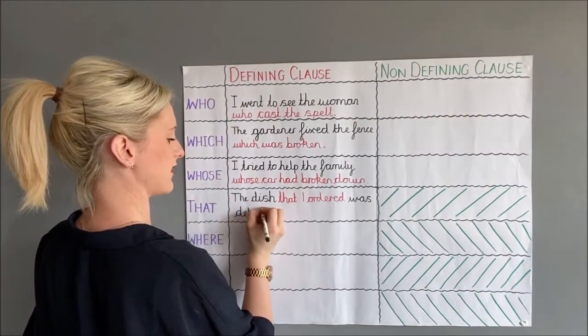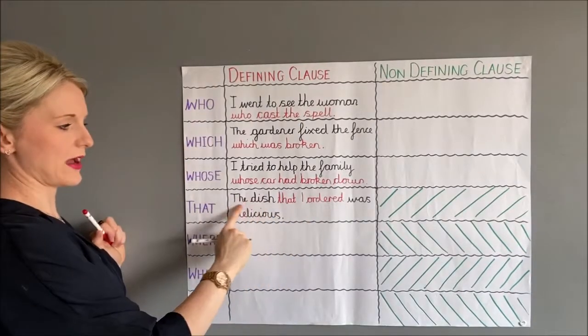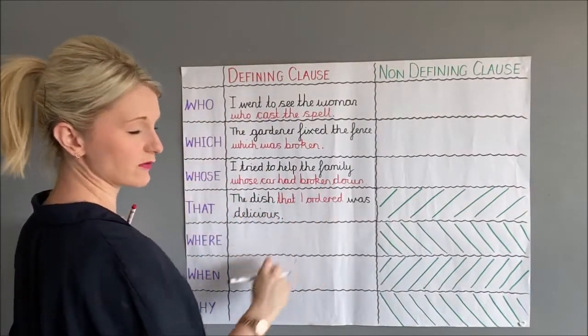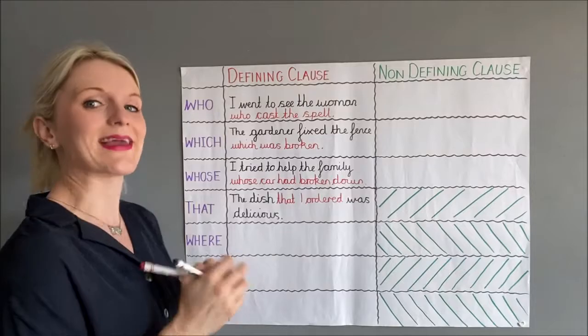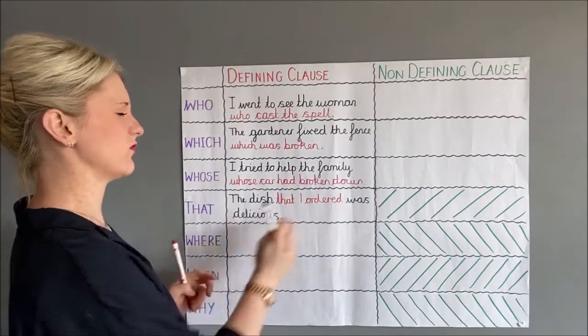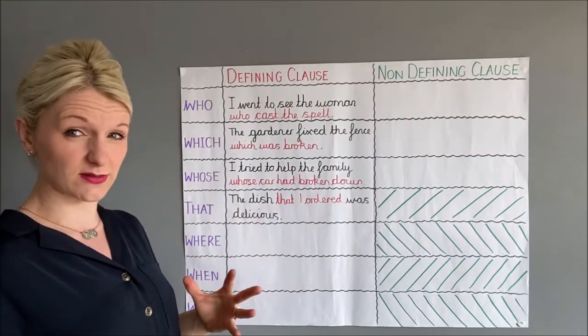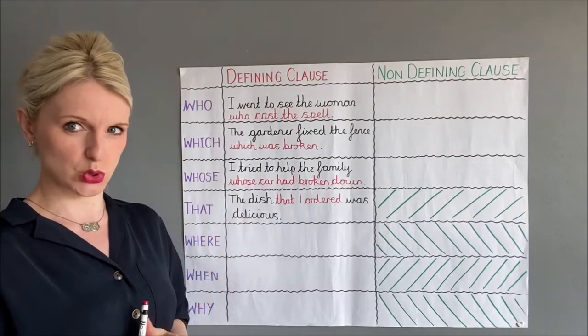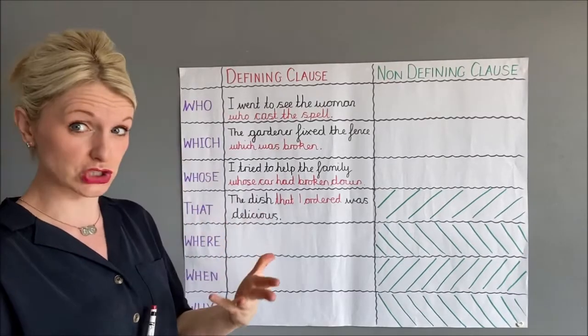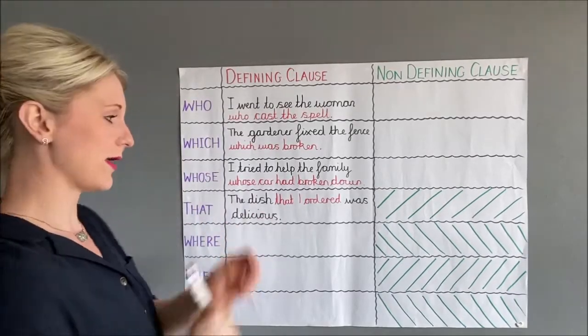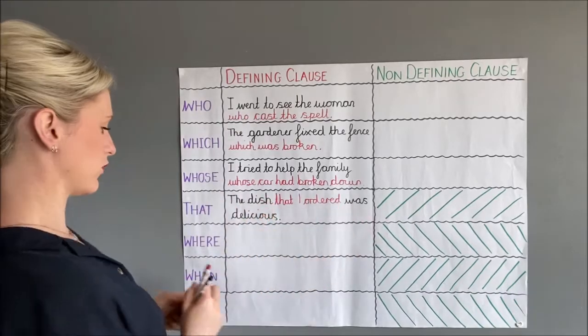Okay, so as you can see this time, because my noun was at the beginning of the sentence, my relative clause has ended up being in the middle, but it still doesn't need commas because it's really essential. The dish was delicious, but it's not clear what dish I'm talking about there. So the dish that I ordered was delicious. Okay, it's essential, so we don't need those commas in there.